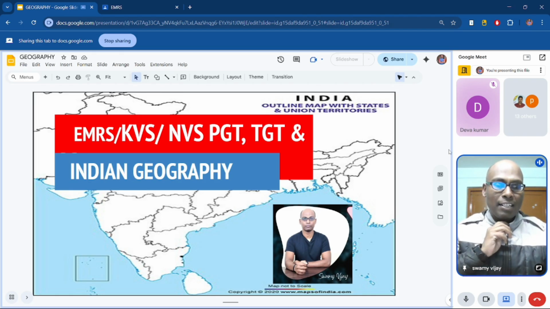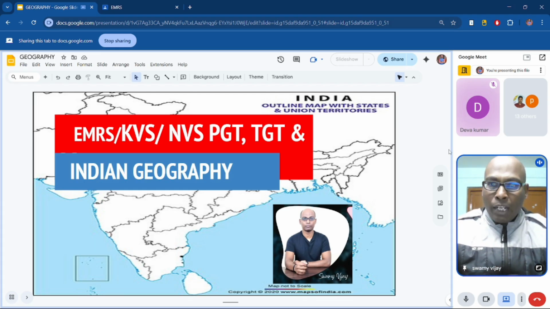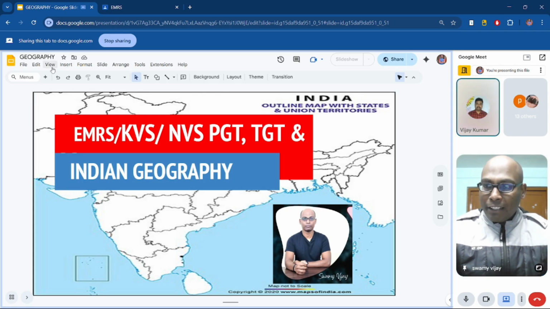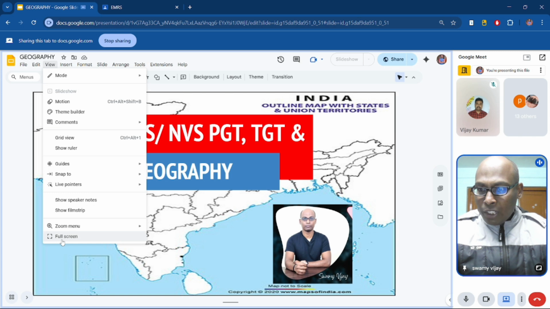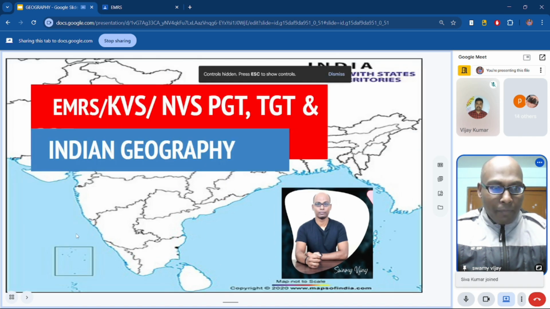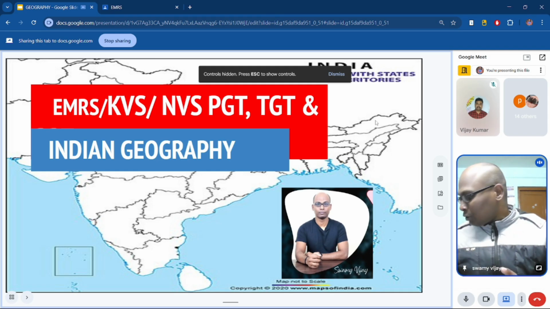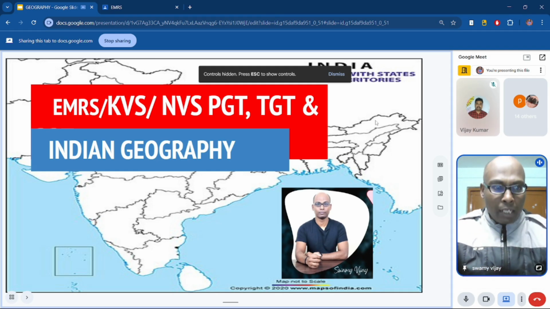So let me just get a clarification and confirmation. Vijay Kumar sir, can you confirm I am audible and the screen is clearly visible? Yes, sir, clearly. Right, fine. So we'll go to the full screen mode. And I suggest you keep a notebook with you so that it will be easy for you to mark or note down the important information.